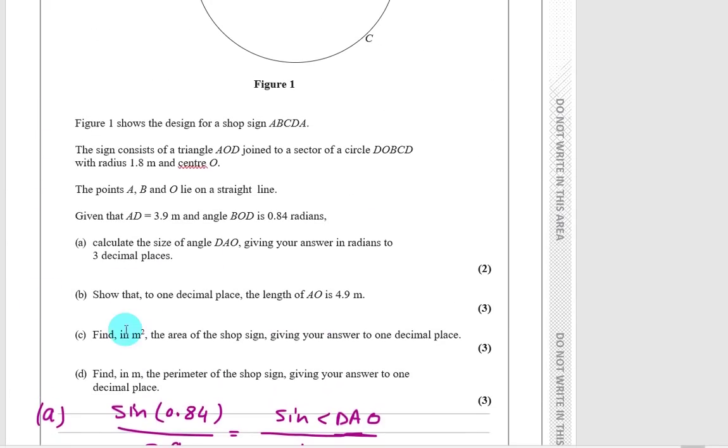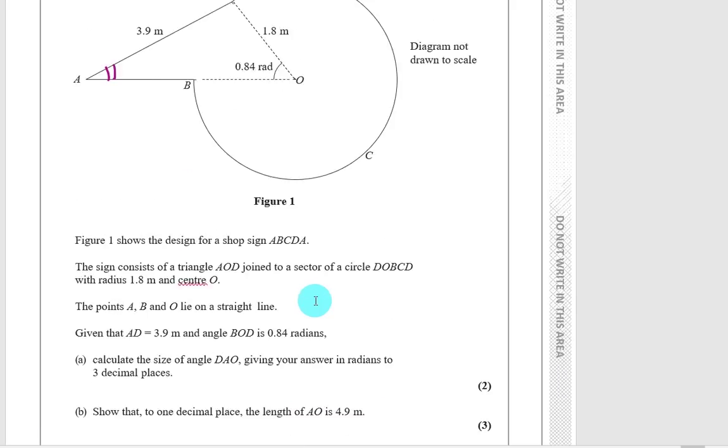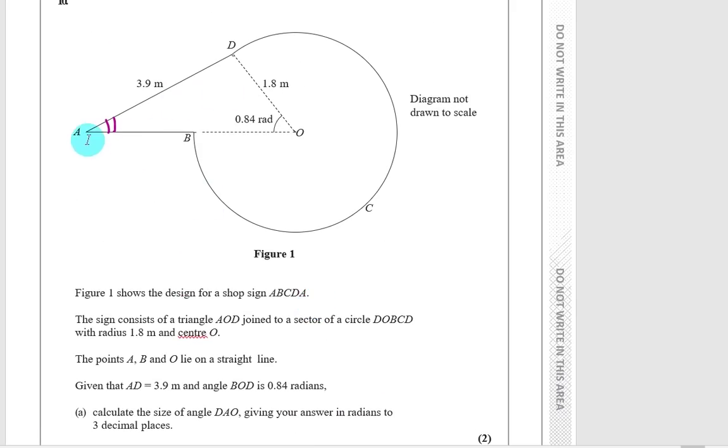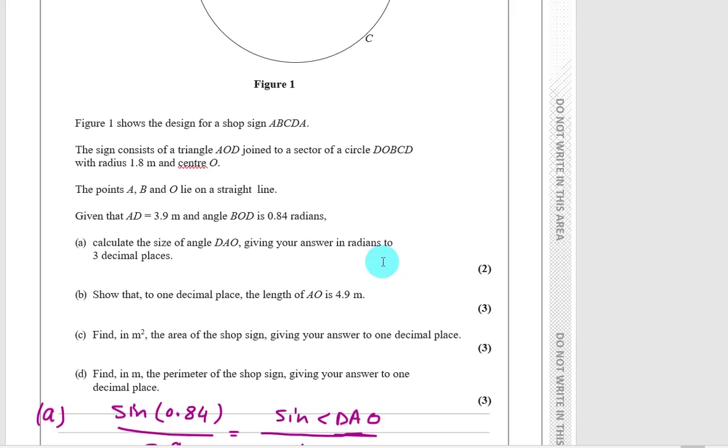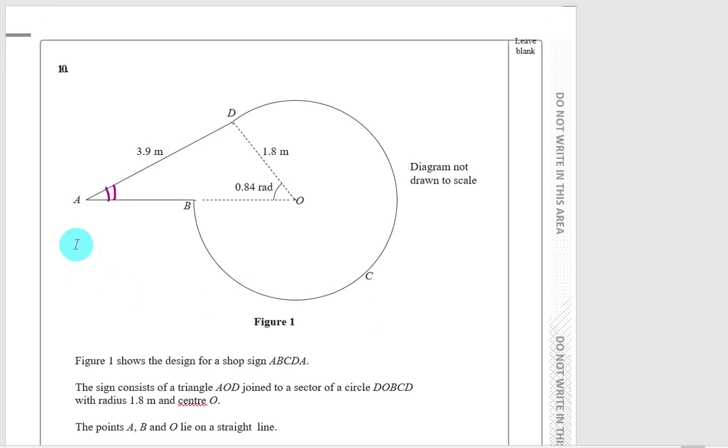Now show that to one decimal place the length of AO is equal to 4.9. So he needs now the length AO. To find this length, again sine rule. AO divided by, we need this angle now. We need the angle ODA.